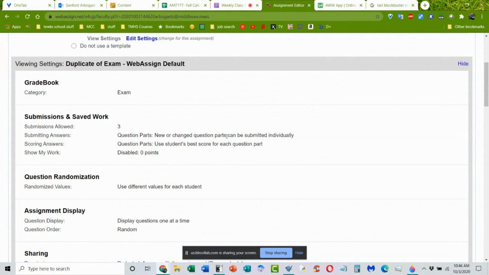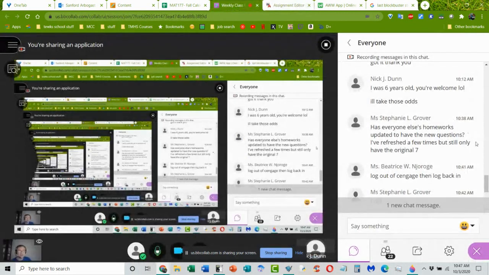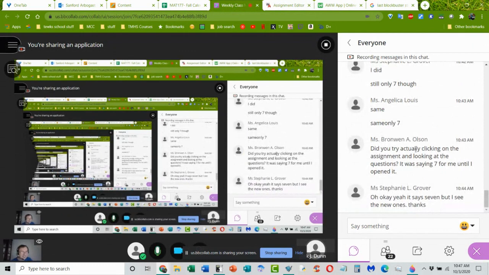It says new or changed question parts can be submitted individually. Use students' best score for each question part. So obviously if you get it right, that's the best score. If you get it wrong, that's the worst score, because I think there's no in between. So each part of each question. The binomial distribution is what you're saying. Yes, it is either right or wrong.